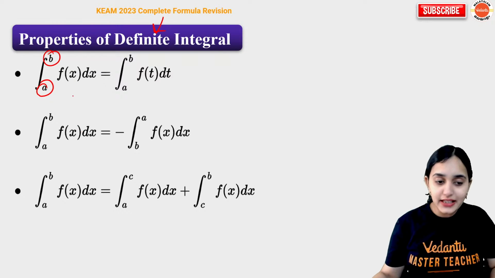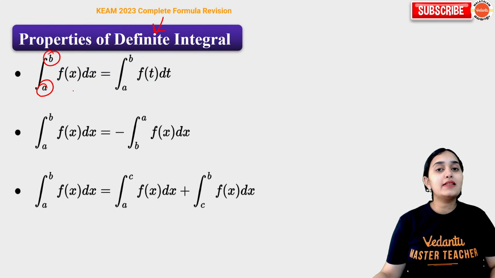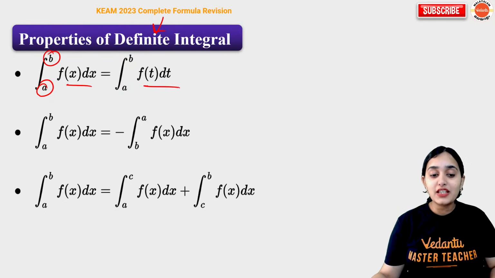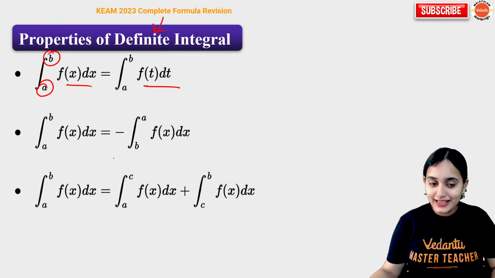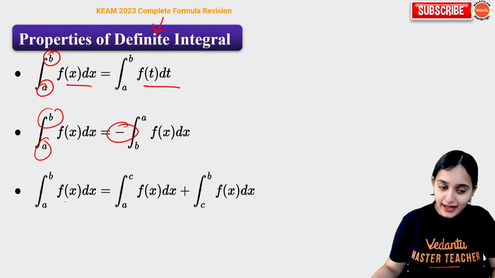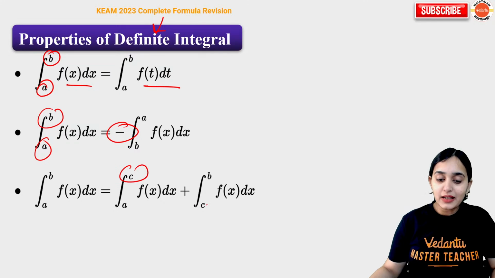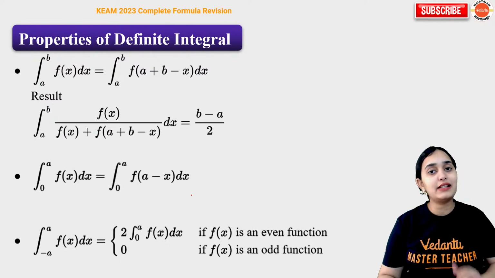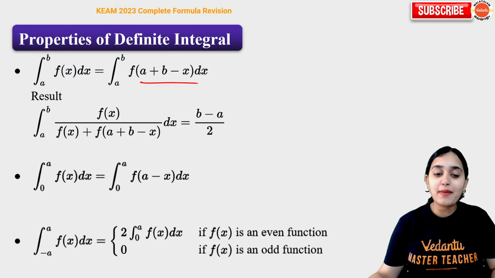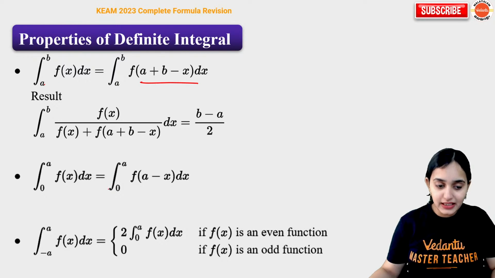Now comes definite integration, where the limits are there. In definite integration, there are some important formulas which are used to solve the questions. When you exchange the variable, the answer does not change. If you exchange the limits, a minus sign is applied. If you break the limits, nothing will happen, it's absolutely fine. Integral a to b of f(x) dx is the same as integral a to b of f(a plus b minus x) dx.